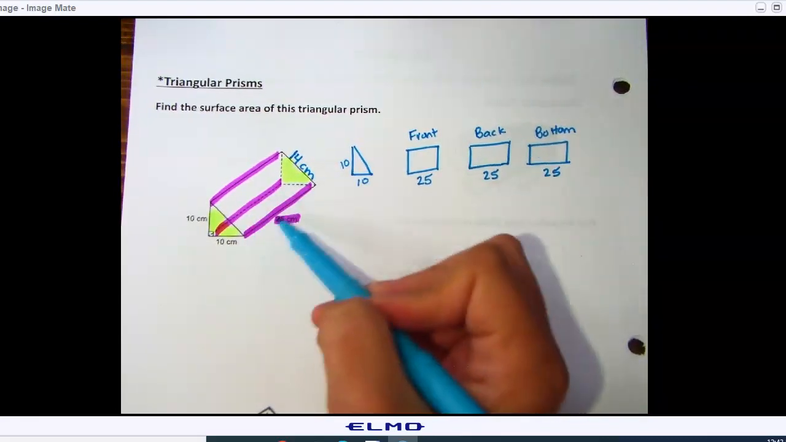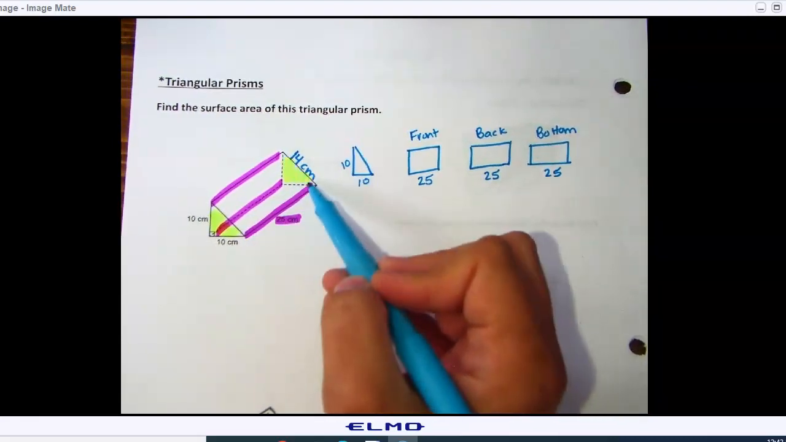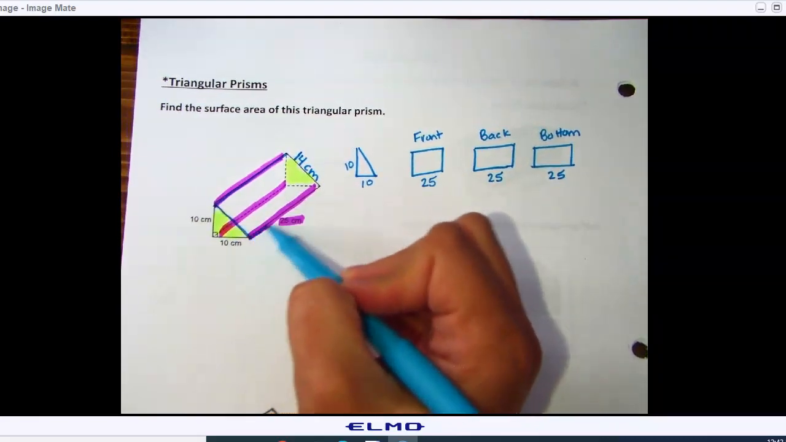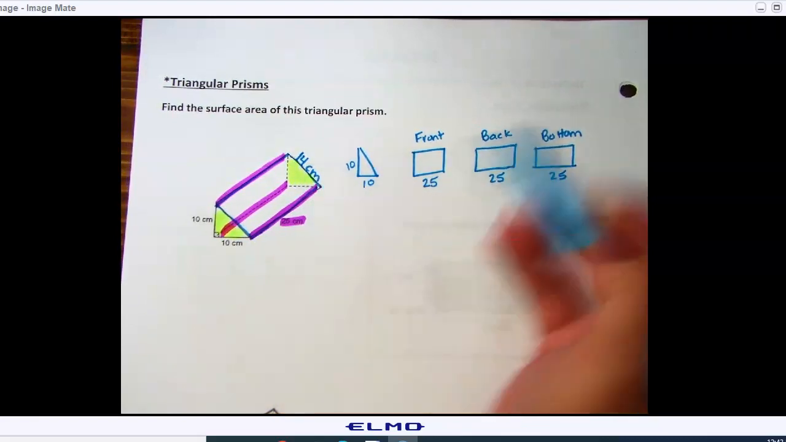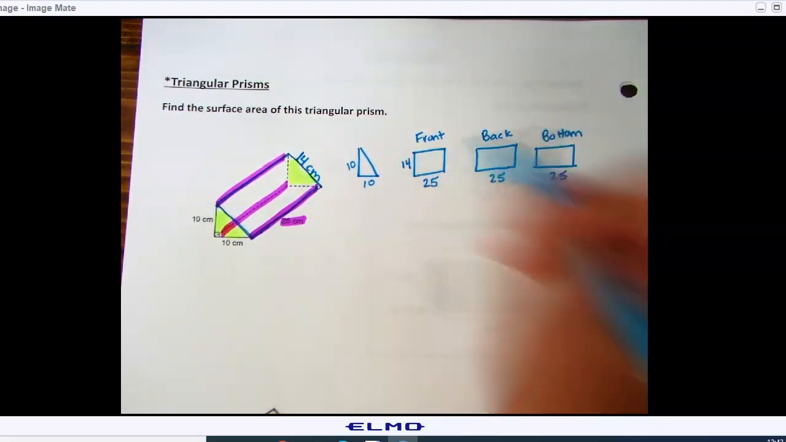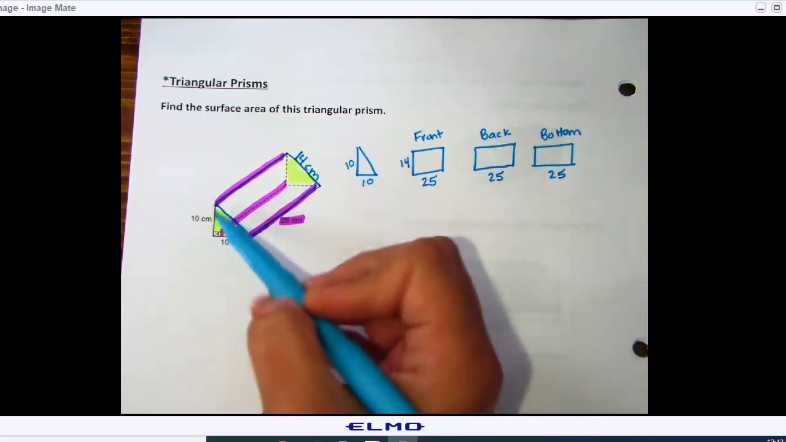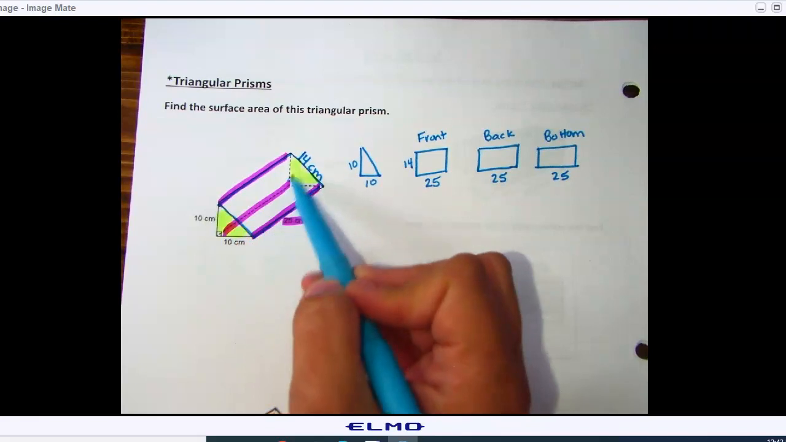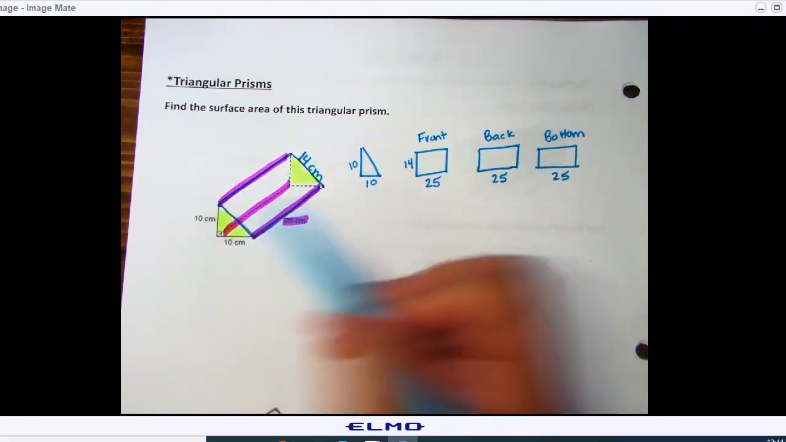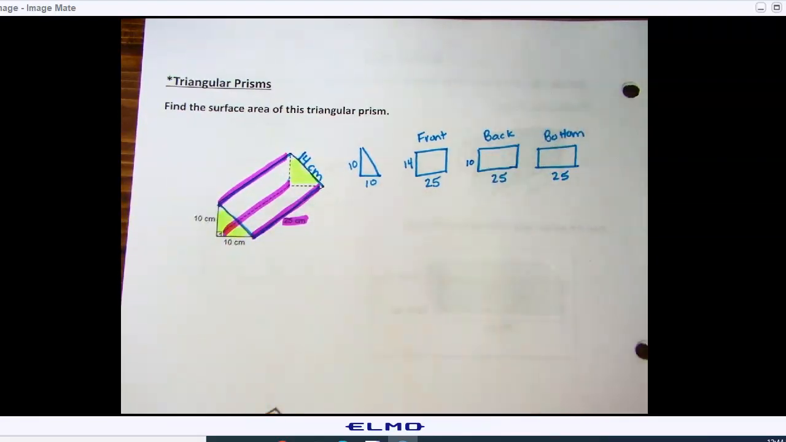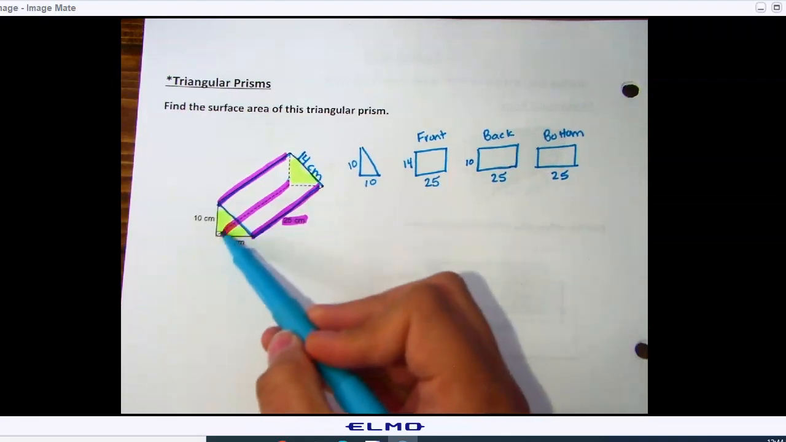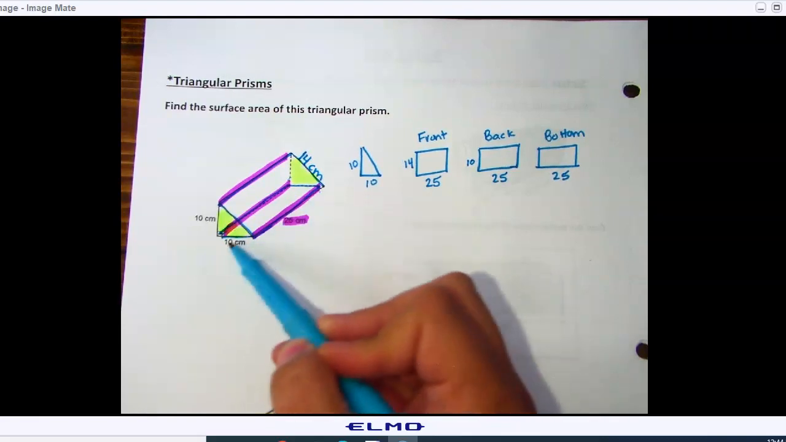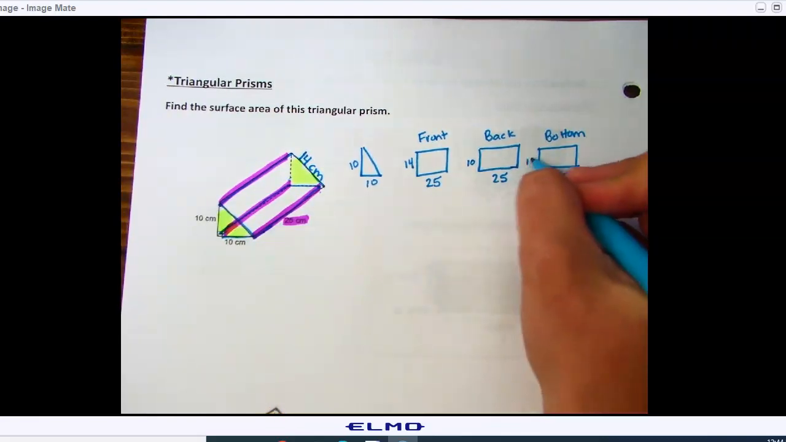So this front is 25 by 14. So here's your rectangle that I'm talking about. So 25 by 14. The back side, if you can see that rectangle, is 25 by the height of the triangle, which was 10. And the bottom, which would be down here, is 25 by the other 10.